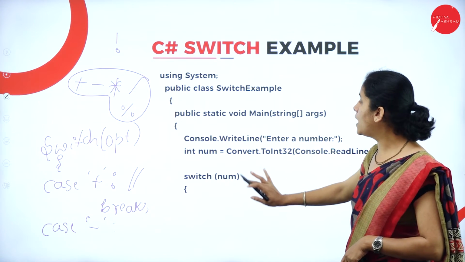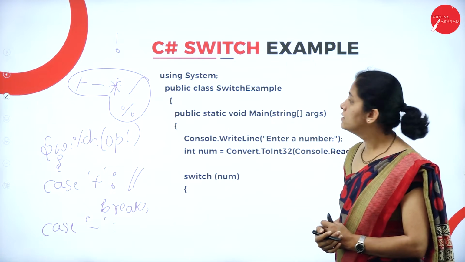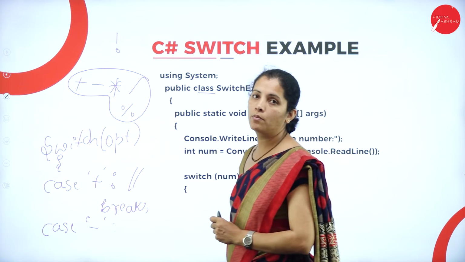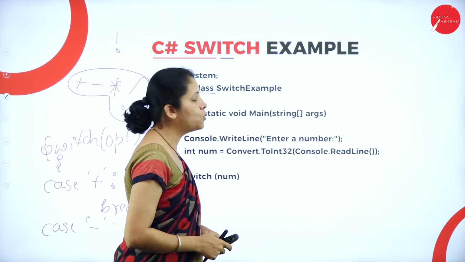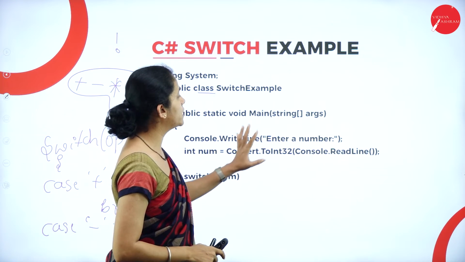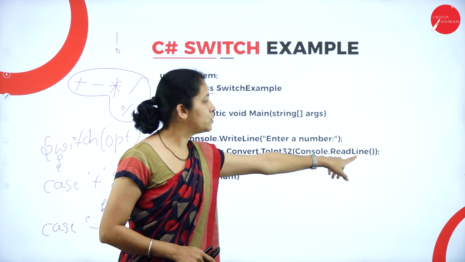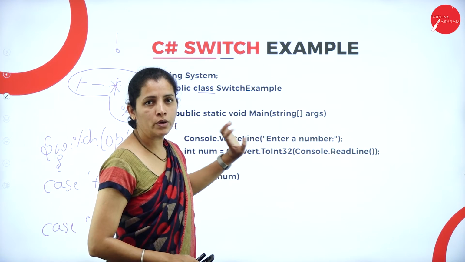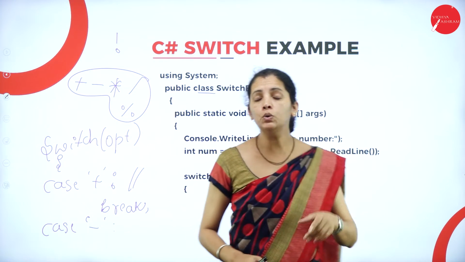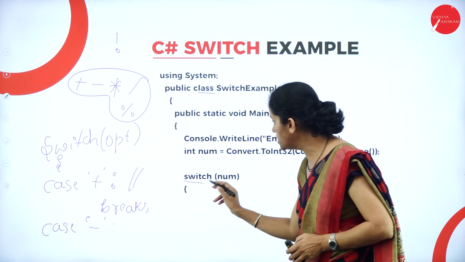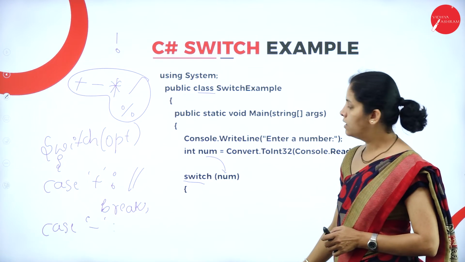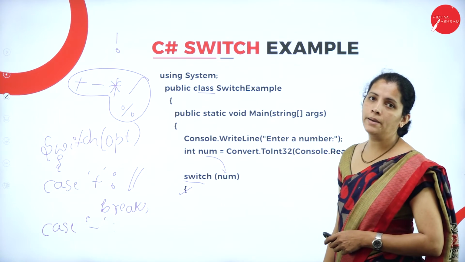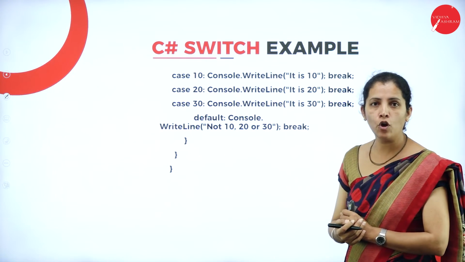So here I'm going to have the example. I'm going to create the class called switch example, and I'm going to write the main program. Now what I'm going to do, I'm going to read the number. For that, I'm going to use the read line method. And whatever number I read, that is the input to the switch statement. So switch, it is number. And I'm going to open the curly brace. Now I'm going to have the option.